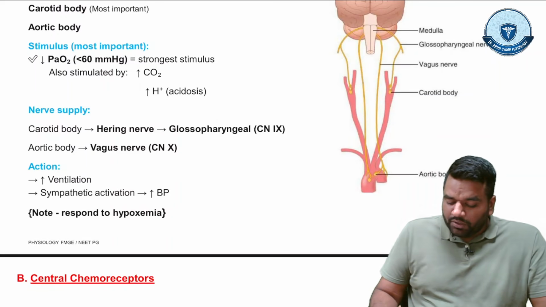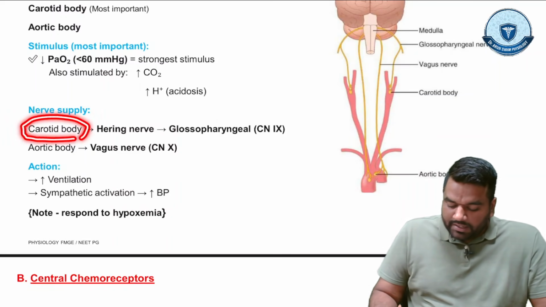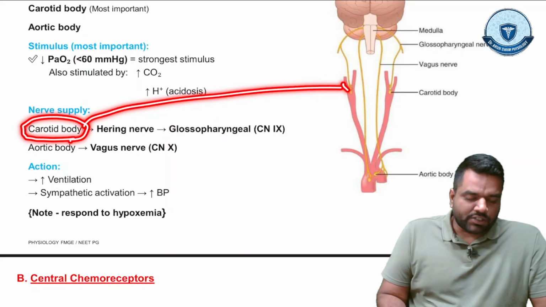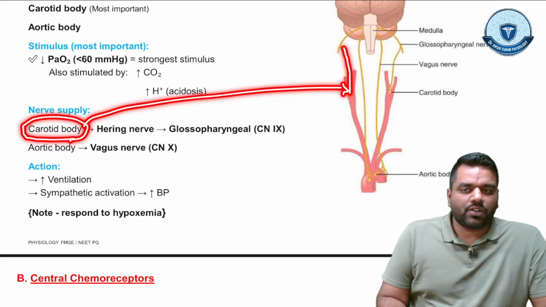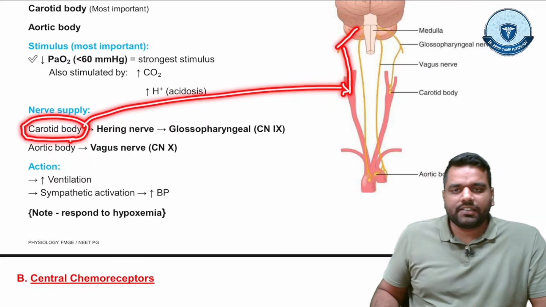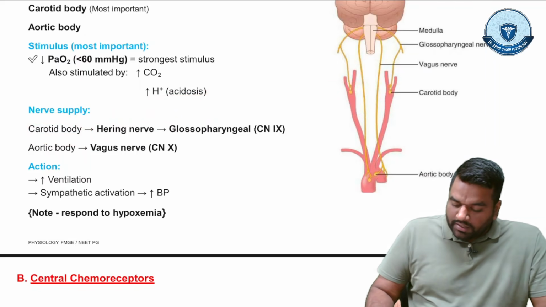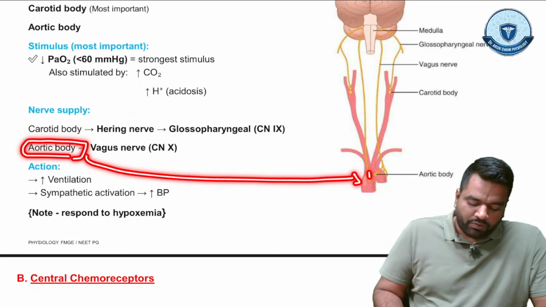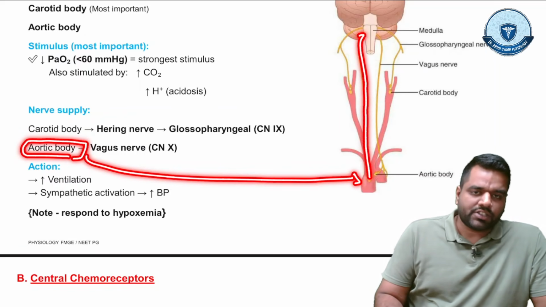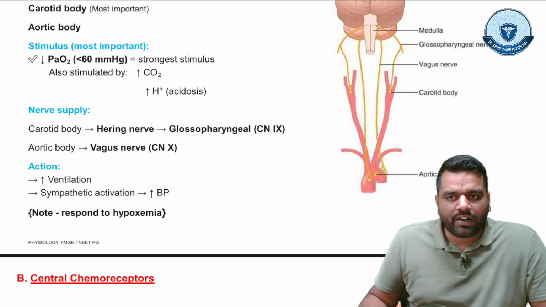Next, nerve supply. As I told you, the carotid body, the area where the carotid chemoreceptor is situated, is connected by the Hering nerve, which is a branch of the glossopharyngeal nerve. The aortic body, where the aortic chemoreceptor is situated, is connected via the vagus nerve, which goes into the medulla.